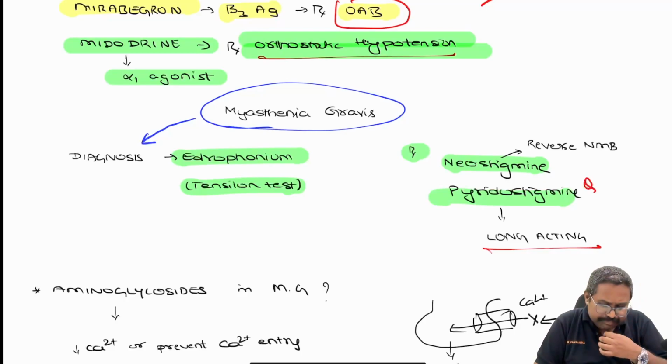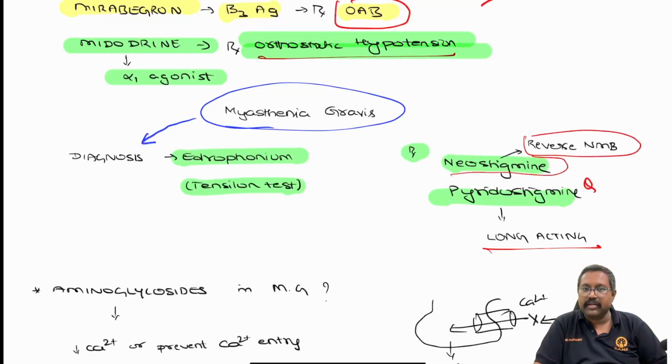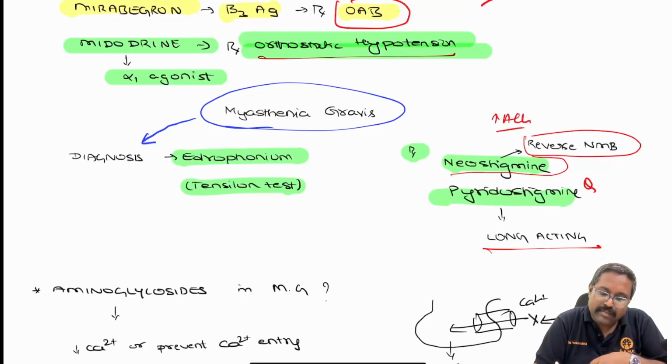Basically, neostigmine is also used for reversing the block which is produced by neuromuscular blockade. To reverse the neuromuscular blockade which is produced during operations, to reverse the skeletal muscle relaxation, you can use neostigmine, which is going to increase the concentration of acetylcholine, thereby it improves the muscle tone.